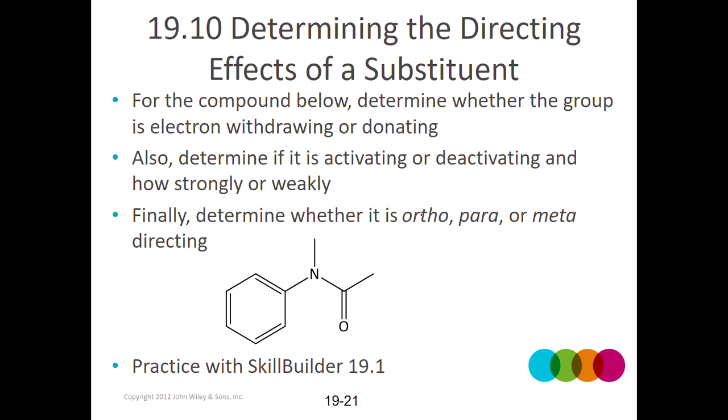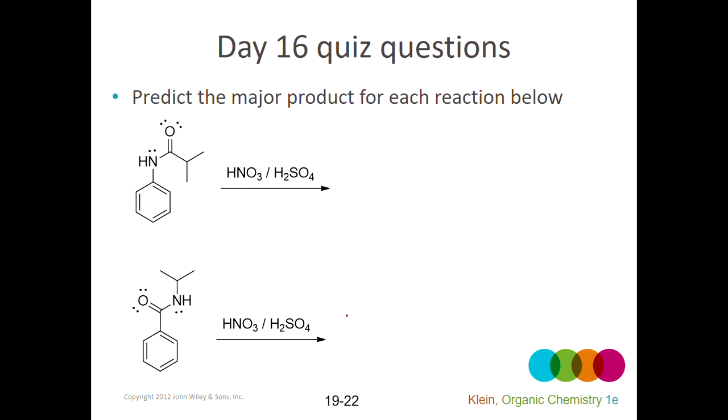Some amides are ortho-para directors, and some are meta directors. It depends on which way the ring is flipped around. We could talk about this example, but it makes more sense to probably just talk about the quiz question, since the quiz question included both types of amides. So an amide is a functional group where there's a nitrogen connected to a C=O double bond.